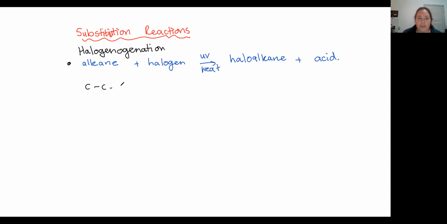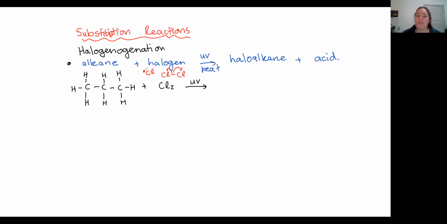If I start off with an alkane and a halogen, the alkane only ever has single bonds, and in this case the halogen must be diatomic. So for example, if I do Cl2, I need to provide ultraviolet light. You do not need to know that ultraviolet light effectively breaks the chlorine bond apart, giving one electron back there and one electron back there, and makes something called a free radical. You don't need to know that.